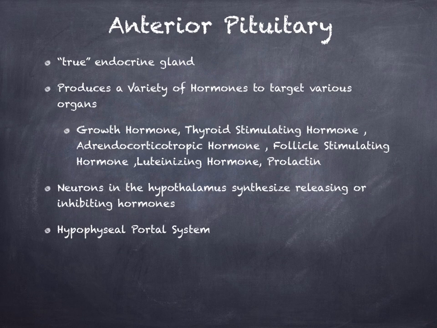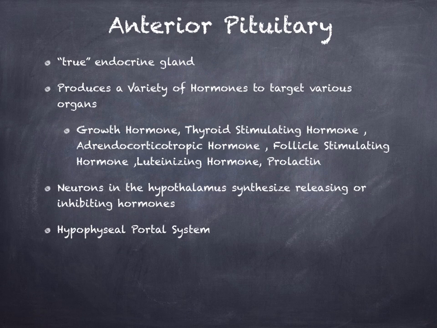All right, so moving on to the anterior pituitary gland. This is a true endocrine gland. It manufactures and releases a variety of hormones. It is composed of glandular tissue. Some of the hormones that it releases are growth hormone, thyroid stimulating hormone, adrenocorticotropic hormone, follicle stimulating hormone, luteinizing hormone, and prolactin.